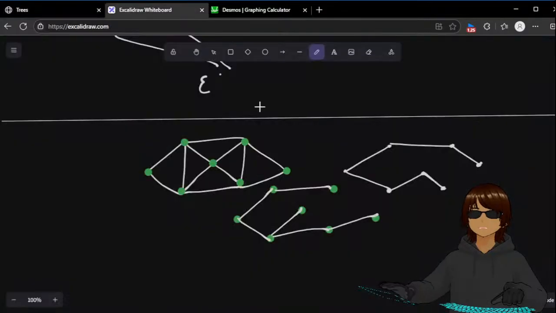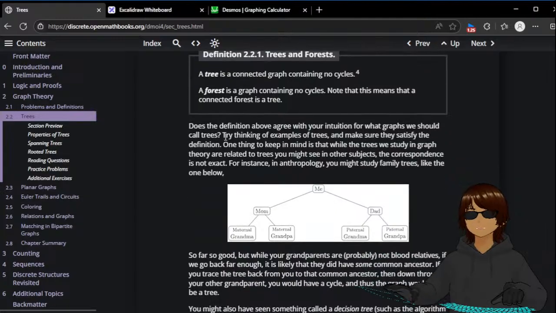So a forest could be like, a forest may not be connected. So in this example, yeah, this could be a forest. Connect here, connect with these two. We have a forest because it's not connected. Does the definition above agree with your intuition for what graphs we should call trees?